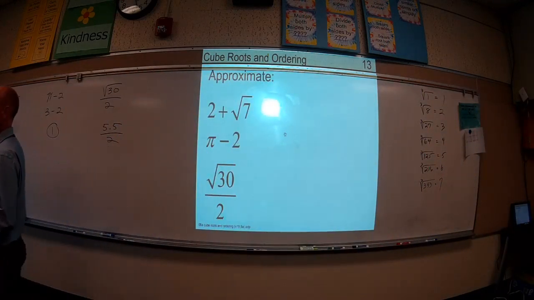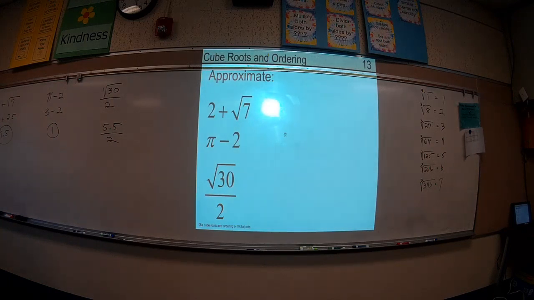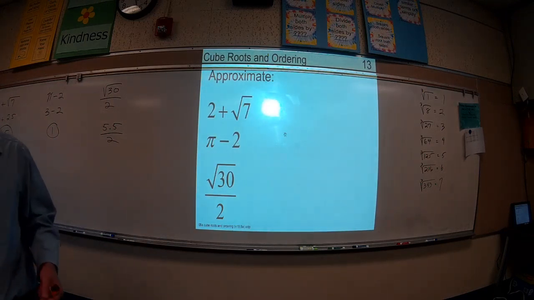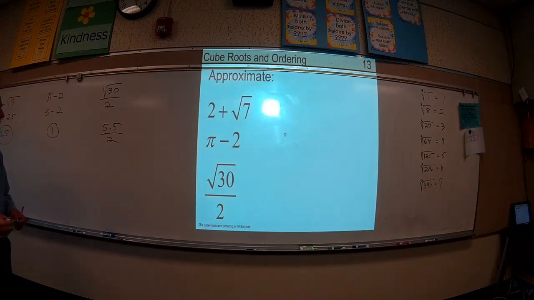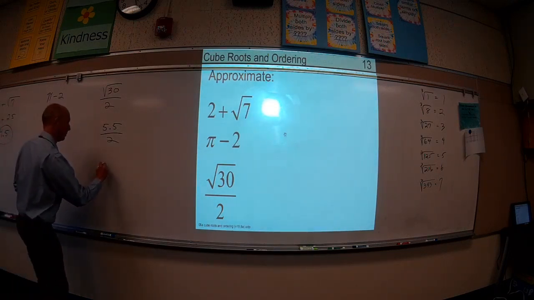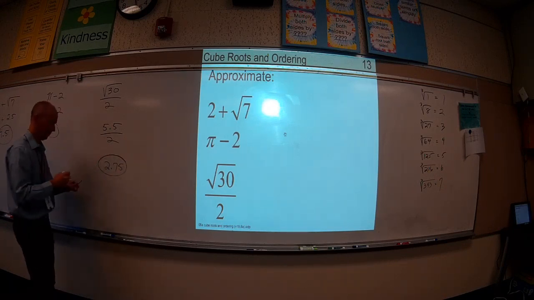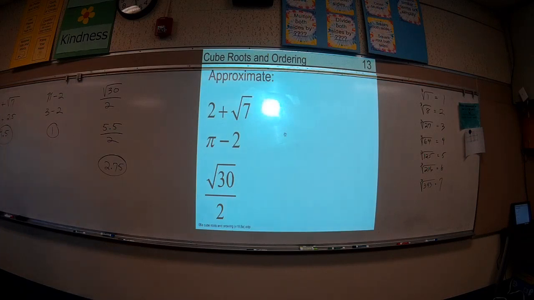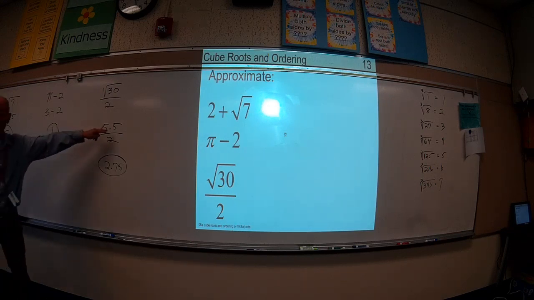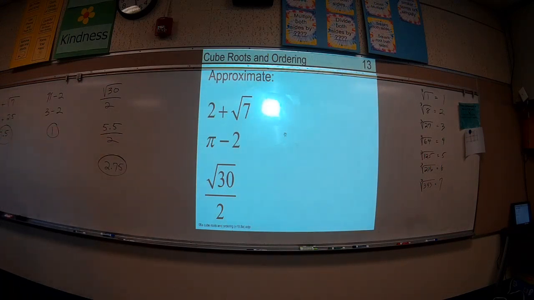All right. 5.5 divided by 2. Braden. 2.75. It is 2.75. Yes. Big brain. It is 2.75 because half of $5 is $2.50, but I still had another 50 cents, so I got to do half of that, which is another quarter, so I'm up to $2.75 or 2.75.